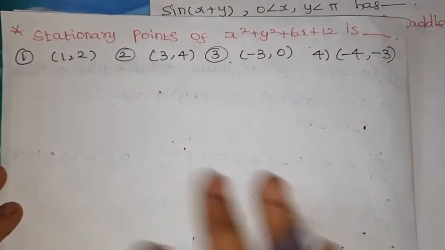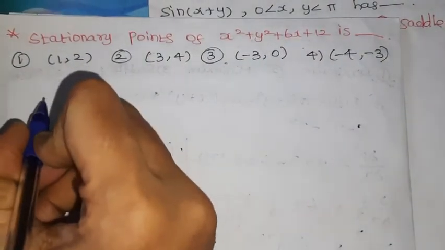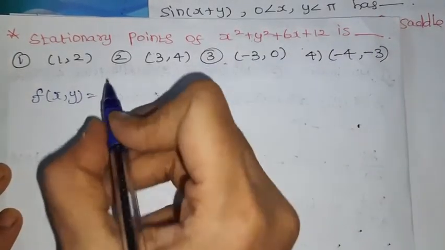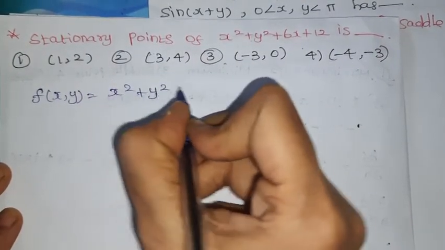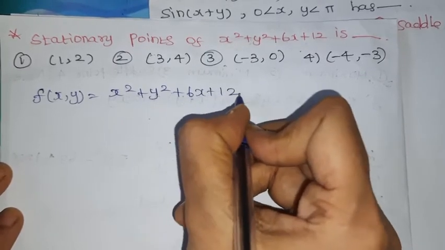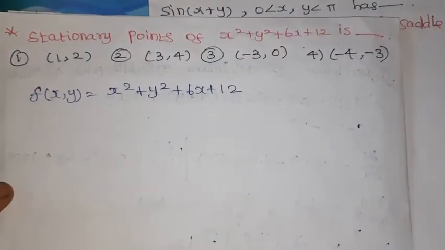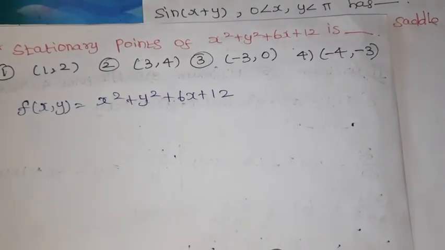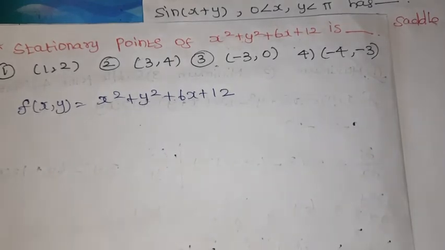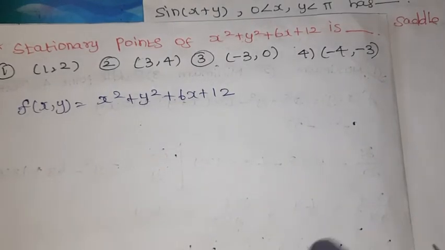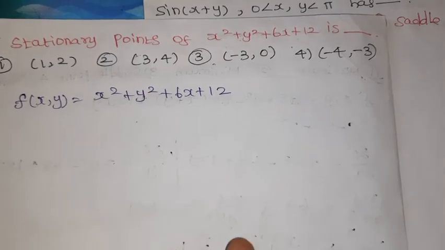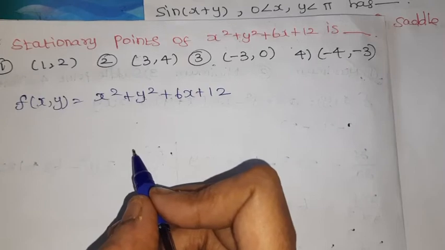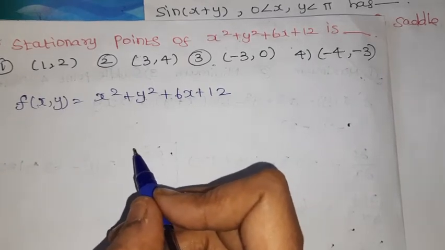Stationary points for the given function. We need to find out the stationary point. So I'm just writing the function f of x comma y: x squared plus y squared plus 6x plus 12. So we need to find out dou f by dou x. How to find out the stationary points? I'm again and again saying, without understanding the previous video, you cannot follow this. Please check those videos. What is a stationary point, what is minimum and maximum, what is saddle, all that we should know beforehand.